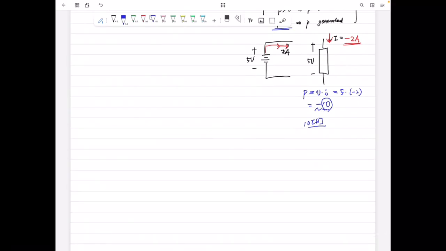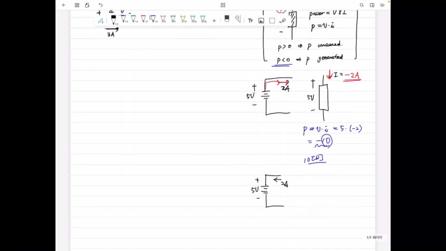If this battery here is 5 volt, and this is charging, that means 2 ampere is going into the battery. Then we call this discharging. In Korean it is 방전, and charging is 충전.